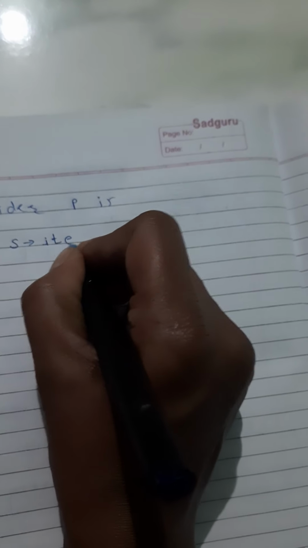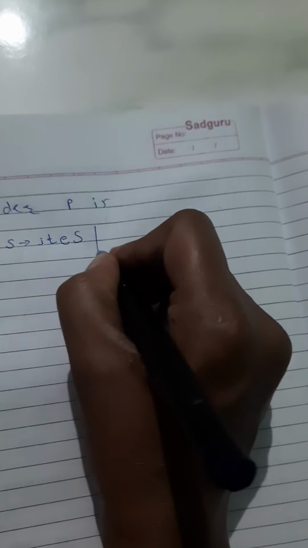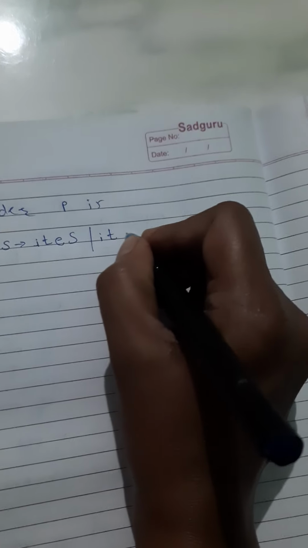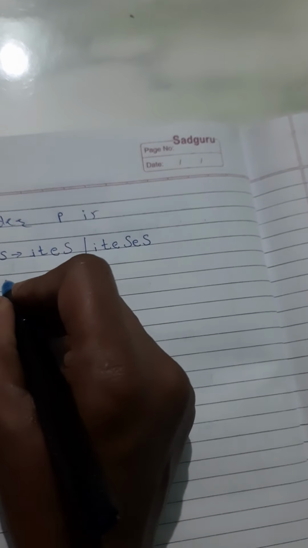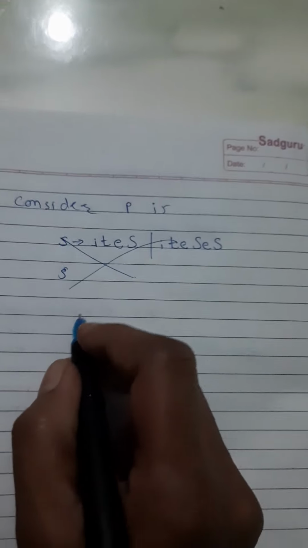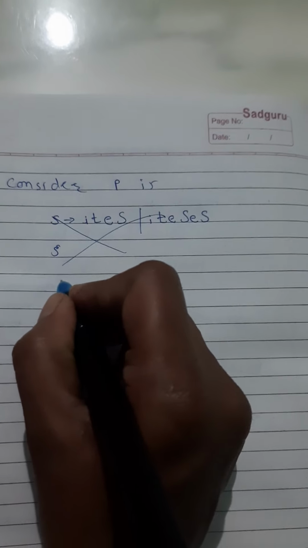Consider the set of production rules P, where S is an if-then-else statement or if-then-else statement, then S. Okay, let's take another one. I will take another one.